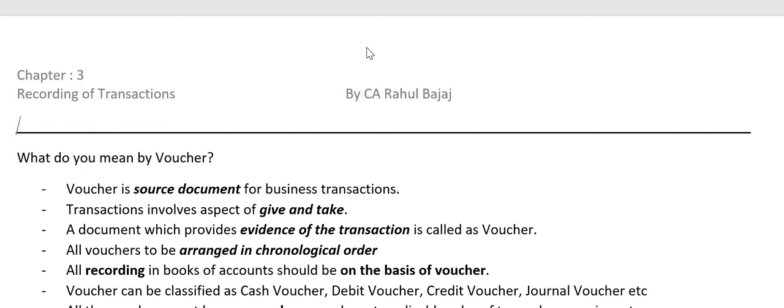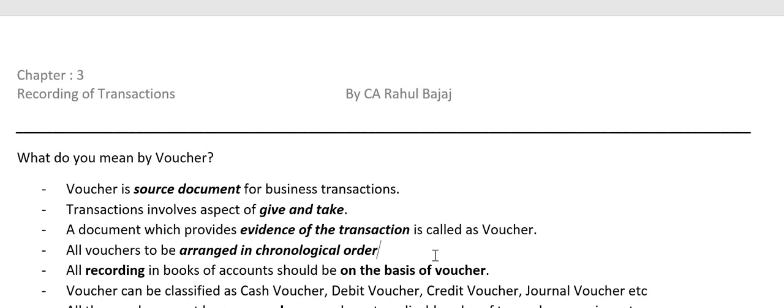So let's start with the definition of voucher. A voucher is a source document. For every transaction there should be a source document before recording in the books of account. The transaction involves the aspect of give and take. A document which provides evidence of a transaction is called a voucher. You can take this as the definition of voucher. A voucher is nothing but a document which provides evidence of a transaction.